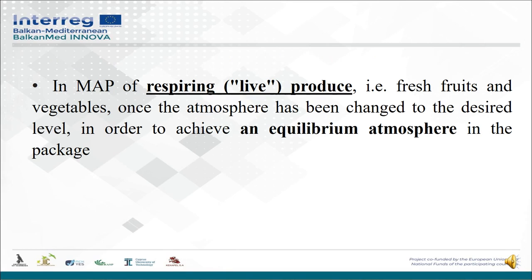In the modified atmosphere packaging of respiring produce, as in the case of fresh fruits and vegetables, once the atmosphere has been changed to the desired level, an equilibrium atmosphere is achieved in the package. The respiration rate of the produce should equal the diffusion of gases across the packaging material.